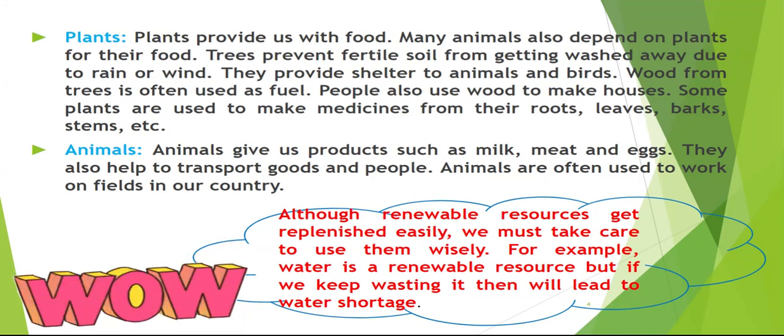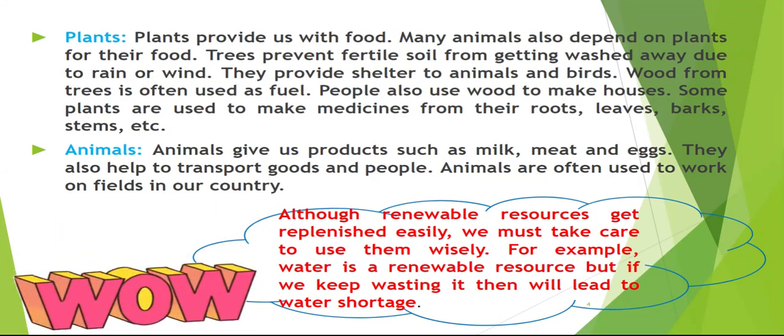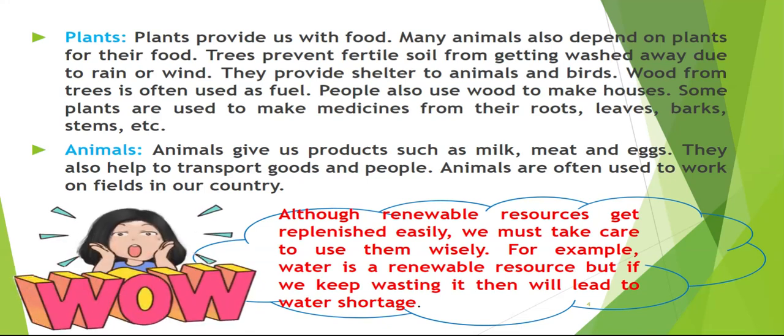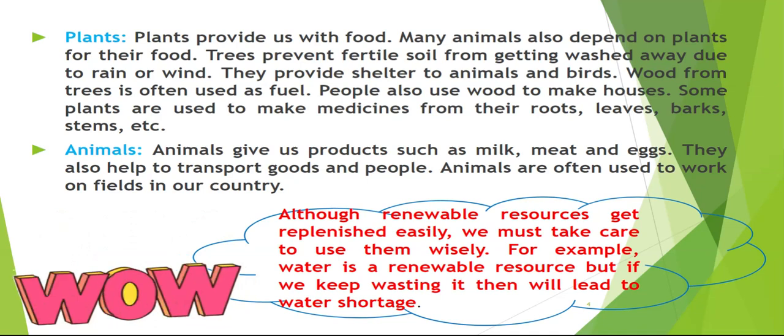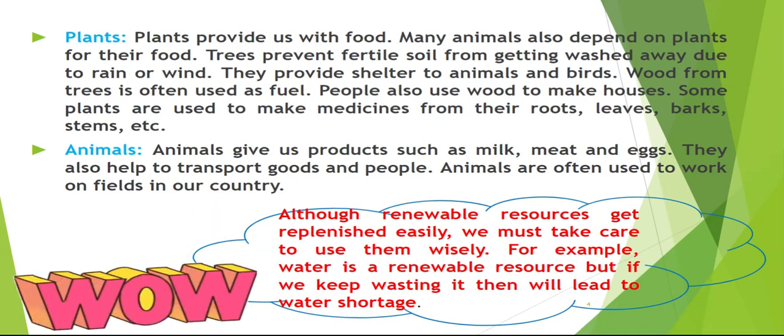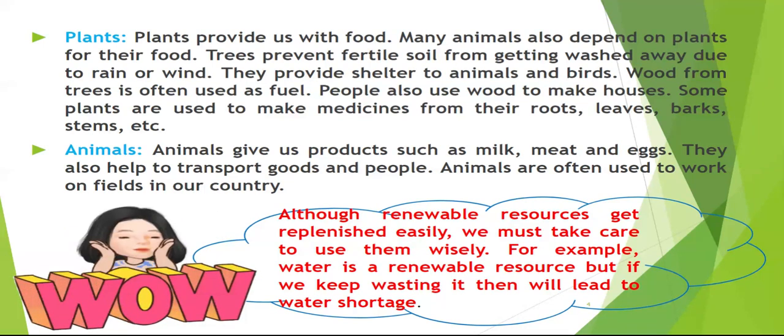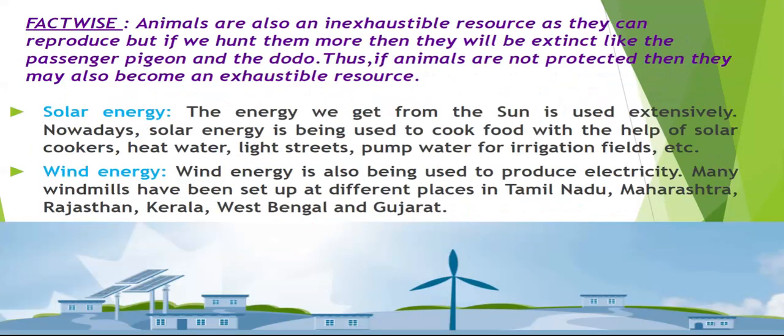Now, children, let's discuss this particular fact wise. Although renewable resources get replenished or refilled easily, we must take care to use them wisely. For example, water is a renewable resource, but if we keep wasting it, then it will lead to water shortage. It is also mentioned in your books on page number 79. Now let us discuss the fact wise.